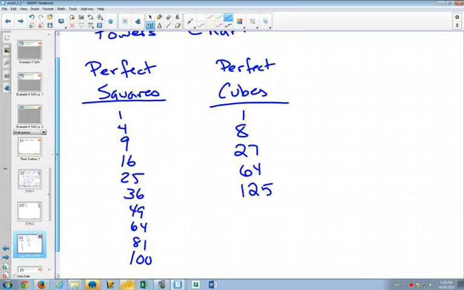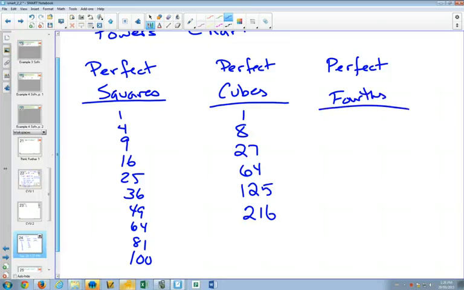125. Usually that's as high as you would need to know. 6 times 6 times 6 is 216. You can memorize more if you'd like. 7 times 7 times 7 is 343, and so on. Most of your questions won't go beyond that.